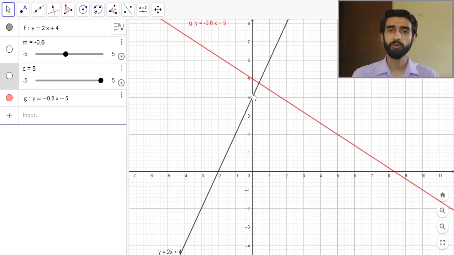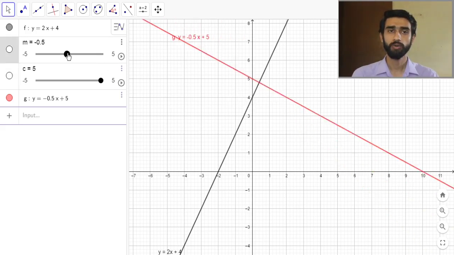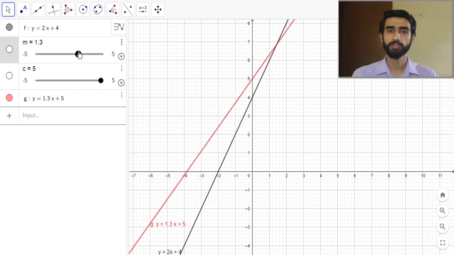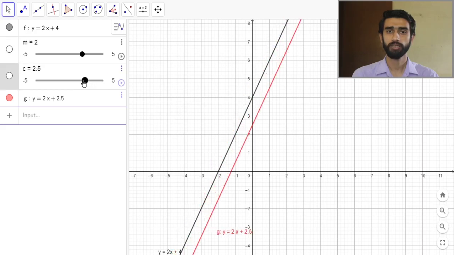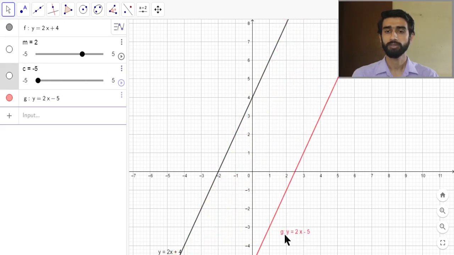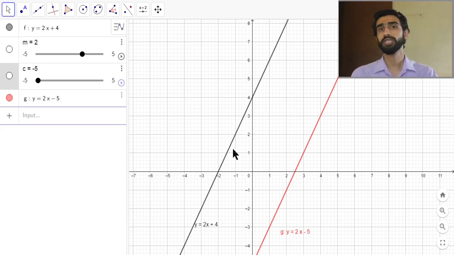Now I want this line to be parallel to this. I will do it when I make the slope 2. Now you will see, I am changing it. This is my original line y equals 2x plus 4, and this is my required line y equals 2x. When I make the slope equal, here it is also 2, then they are parallel to each other, because the slope tells the angle from the positive side of the x-axis. If two lines are parallel, it means they are making the same angle from the positive side of the x-axis.